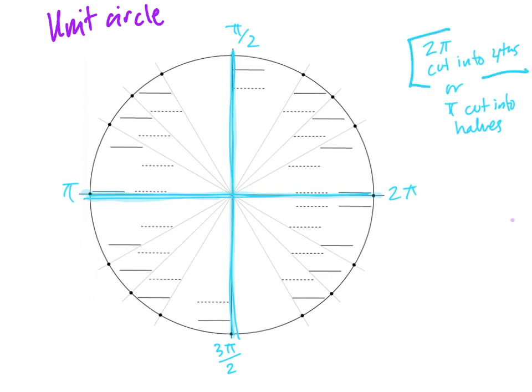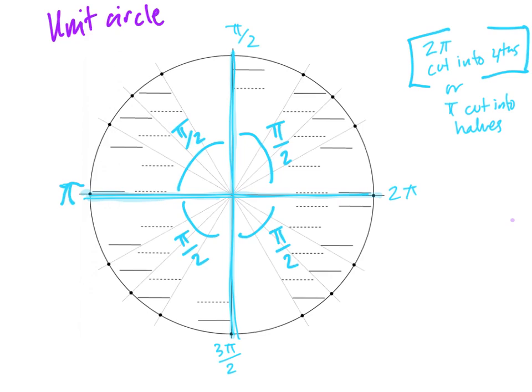It's easy sometimes to cut something into fourths. So a circle you can cut because we have quadrants anyway. And so each of these chunks is pi over 2, pi over 2, pi over 2, pi over 2. So I have it cut into fourths, or I can think about pi, so just pi, cut into halves.